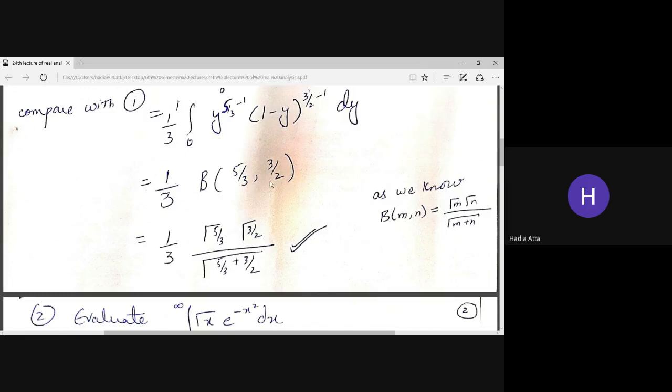Now you can open it easily. We already studied that there is a relationship between the beta and gamma functions, and that relation is this. So you can open that beta function by the gamma function, and that is gamma 5 by 3 times gamma 3 by 2 divided by gamma of 5 by 3 plus 3 by 2. So this is your answer. And if you have time, you can also open these gamma functions and easily simplify it.